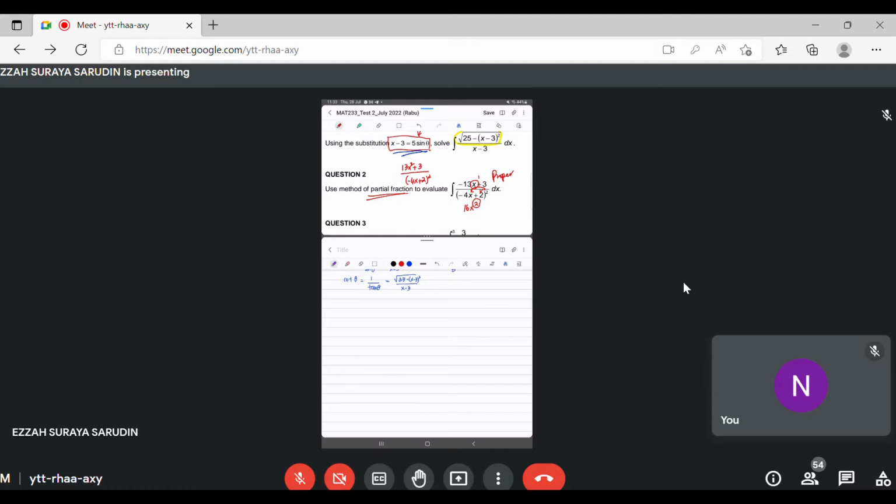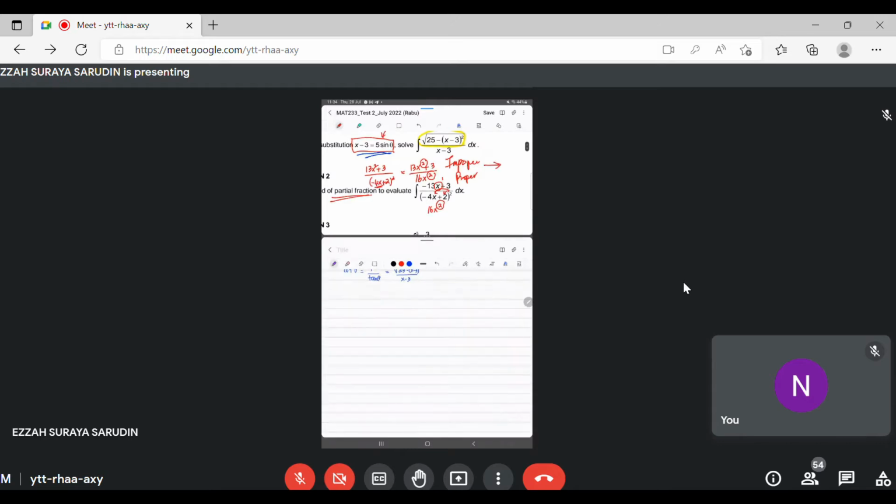If we expand the denominator, we need to look at the highest power of x. For this case, negative 4x squared gives us 16x squared. Then we know that the highest power of x in the numerator and denominator are the same, so it is improper. So what do we do for improper? Yes, we need to apply the long division.